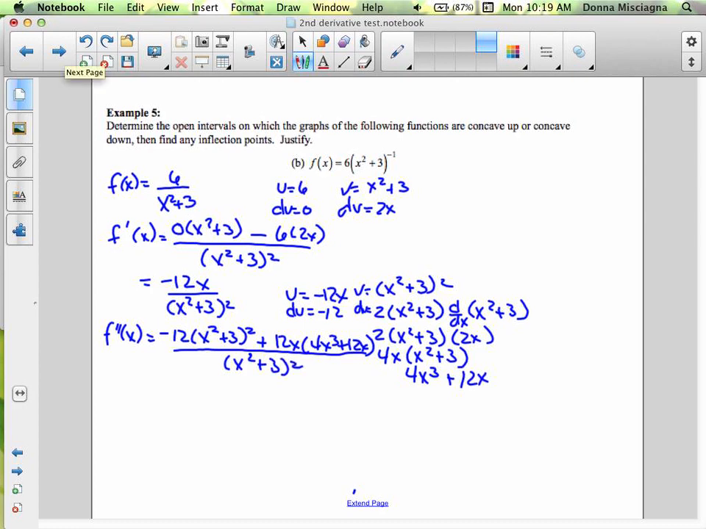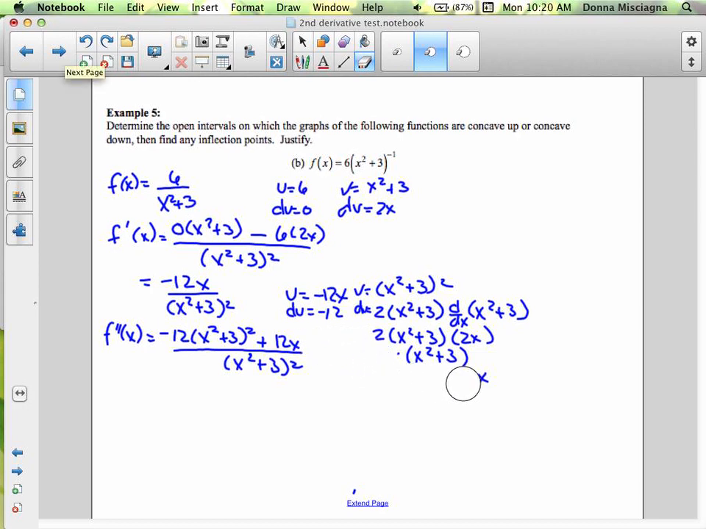You know, now I'm thinking I should not have distributed, because I could factor out the x squared plus 3. So I take that part back. Let's leave it like that. So that is going to be 12x times 4x times (x squared plus 3).